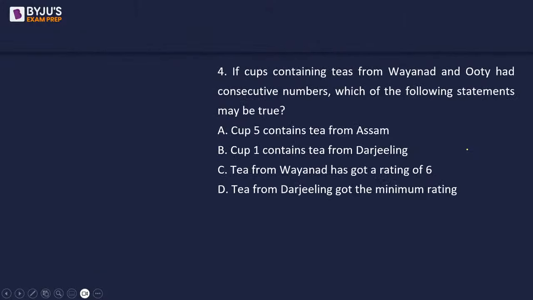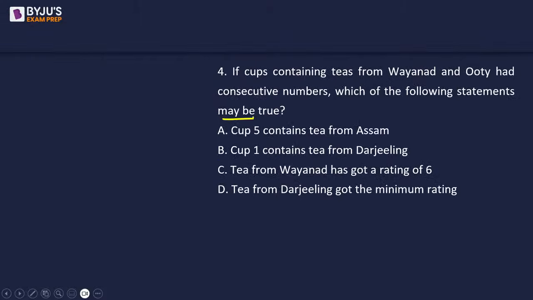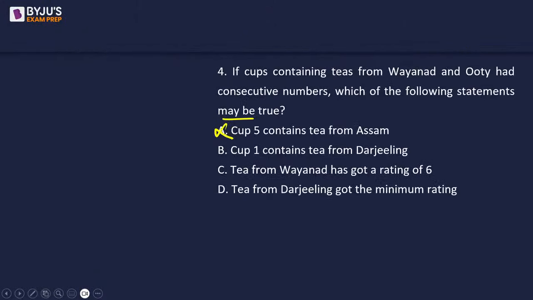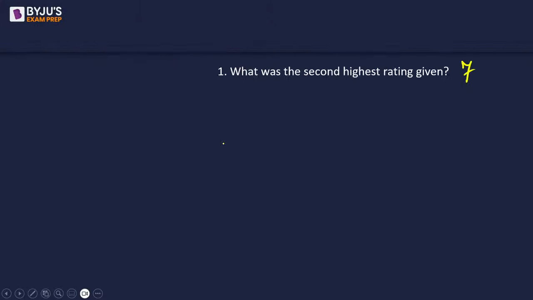Let's look at question number 4. Which of the following statements may be true? It says cup 5 contains tea from Assam. Well, cup 5 contains tea definitely not from Assam. So first to galat hai. Cup 1 contains tea from Darjeeling. Well, cup 1 can contain tea from Darjeeling, because in that case, cup number 3 will be from Assam. Who knows? So this may be true, right? Tea from Wayanad has got a rating of 6. This is definitely false.